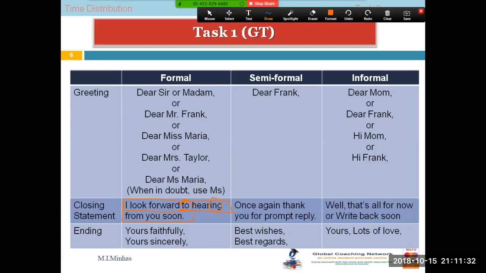Right, the other extreme of formal letter is informal letters. Here your tone would be casual, like dear mom or hi mom, hi Frank. You see, this is kind of an informal letter. And here your ending would be yours, lots of love or something, and the closing statement would be, well, that's all for now, or write back soon, or I just can't wait to see you, and so on.